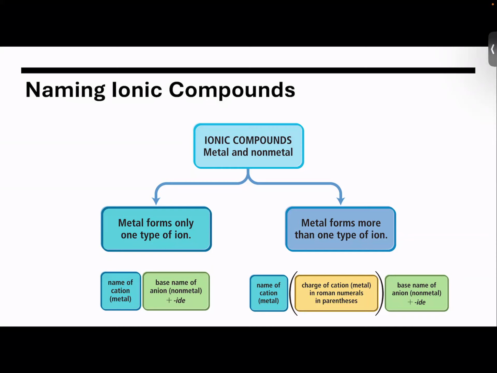Now, if it's a metal that can form more than one type of charge, you name the metal, but then you have to tell me what charge it is. And we describe the charge as a Roman numeral in parentheses following the name of the metal. And then we name the anion. And on Thursday, I gave you the Roman numerals that we use, which is 1 through 7. I can't think of any metals that form a cation charge greater than 7. And in fact, very few metals form a cation charge of 7 because it takes a whole lot of energy to do that.